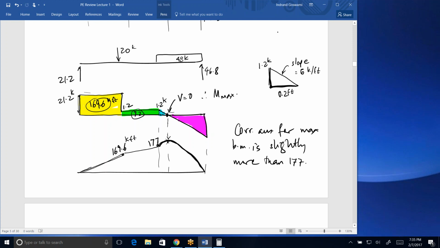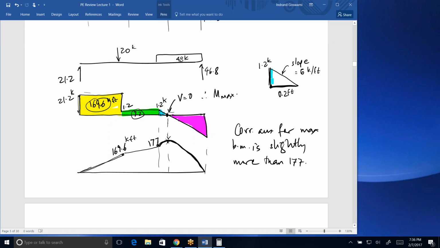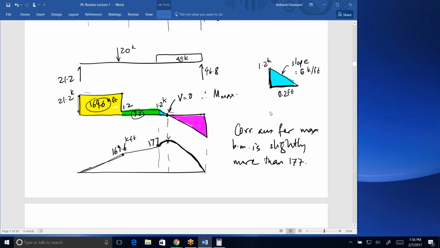Isn't that right? So I'm going to mark this blue. That is what we're looking at, that little piece over there. But 1.2 kips divided by 6 kips per foot should give you the distance. And look at the units, they correspond, 0.2 feet. And so then you can calculate the area of that as 1/2 times 0.2 times 1.2.